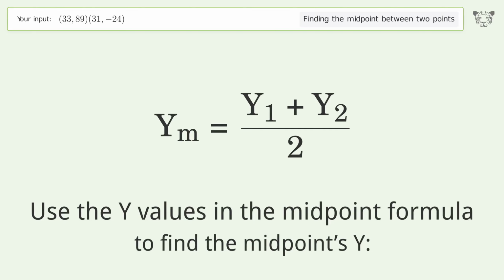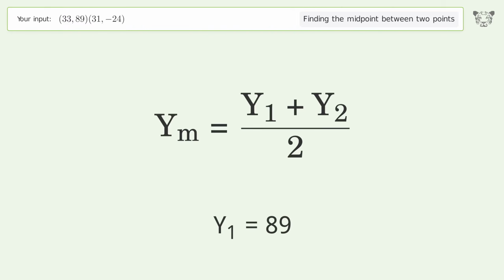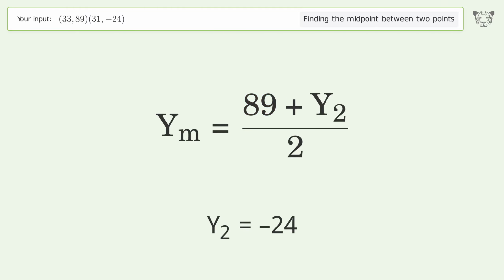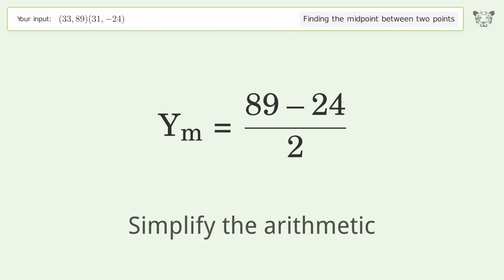Use the y values in the midpoint formula to find the midpoint's y. y1 equals 89. y2 equals -24. Simplify the arithmetic.